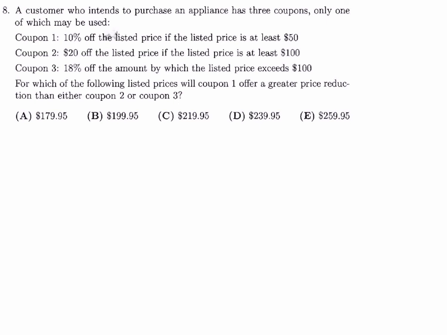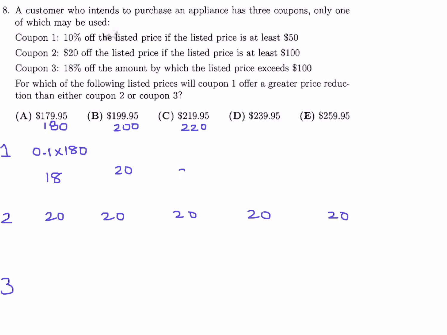coupon 3? So let's figure it out for coupon 1, coupon 2, and coupon 3. Well, coupon 2 is the easiest. It's always $20, right? Because all the listed prices are above $100. Now, coupon 1, 10% off. So this is about $180. So it's going to be 0.1 times 180, and that is, of course, $18. This is 200, so 10% of that is 20. This is 220, 10% of that is 22. This is 240 approximately, 10% of that is 24. And this is about 260, 10% of that is 26.